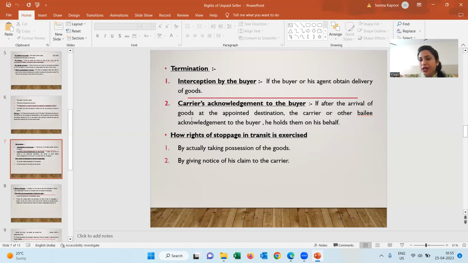Now, how can this right be terminated? Interception by the buyer. Obviously, if the buyer or his agent obtains the delivery, then the right is terminated. Or the carrier's acknowledgment to the buyer.